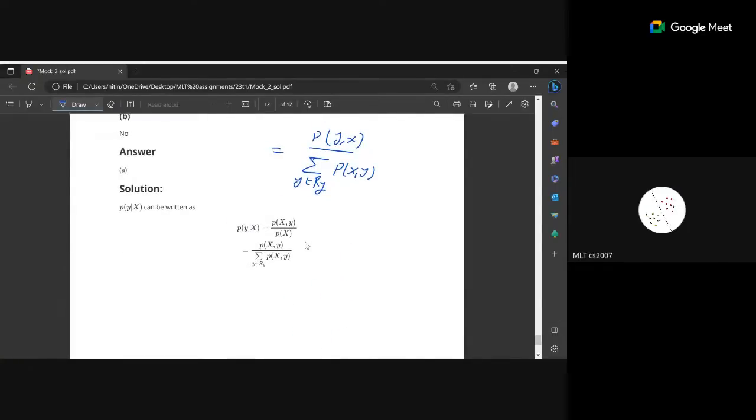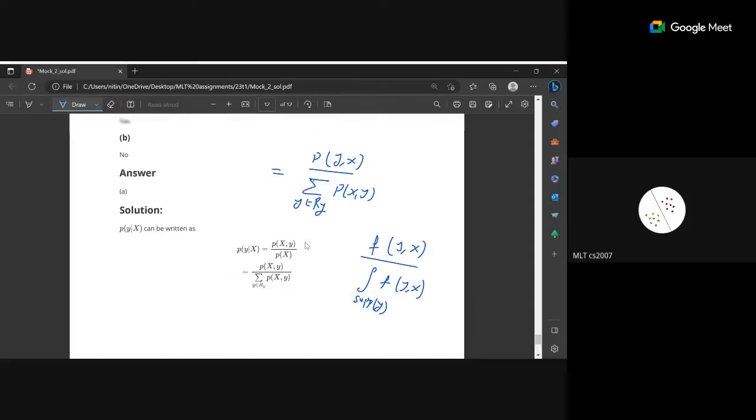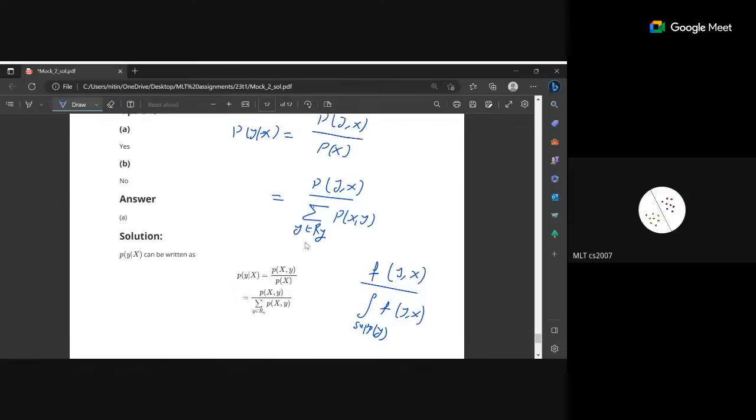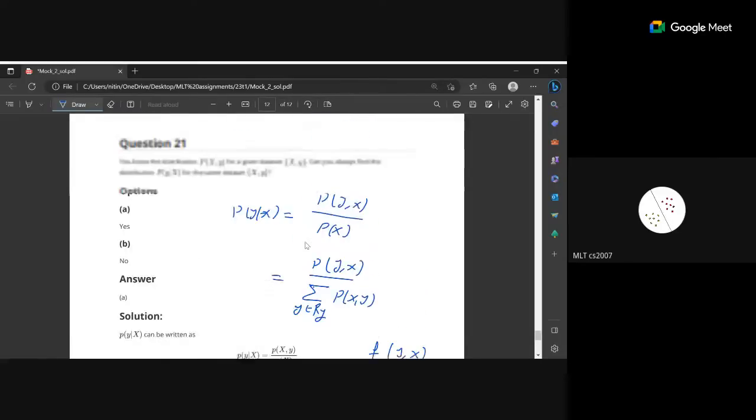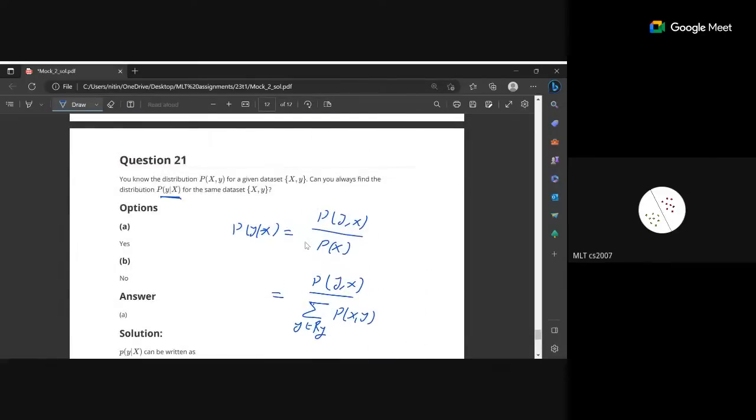Yes, and in the case of continuous, it's just the integral of f of x, y over the support of y, right? So once you have the joint distribution, you can find the conditional distribution as well. So you can always have access to this as well. So the answer of this question is yes.